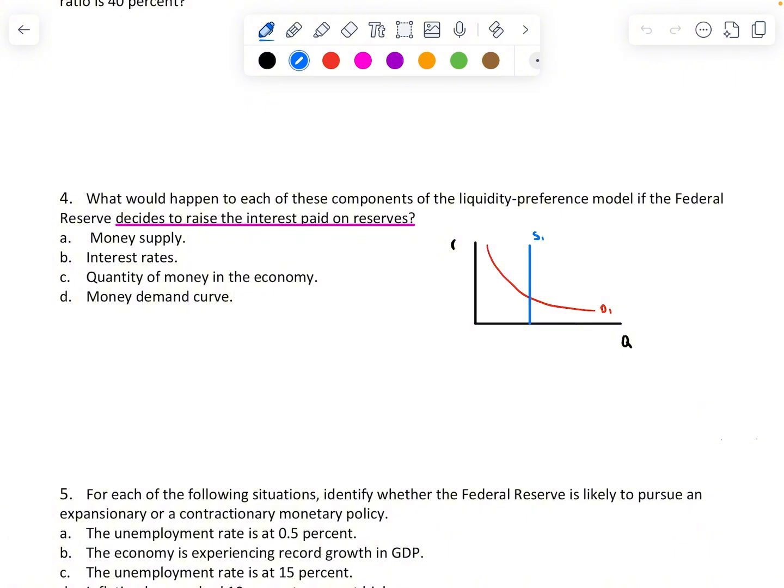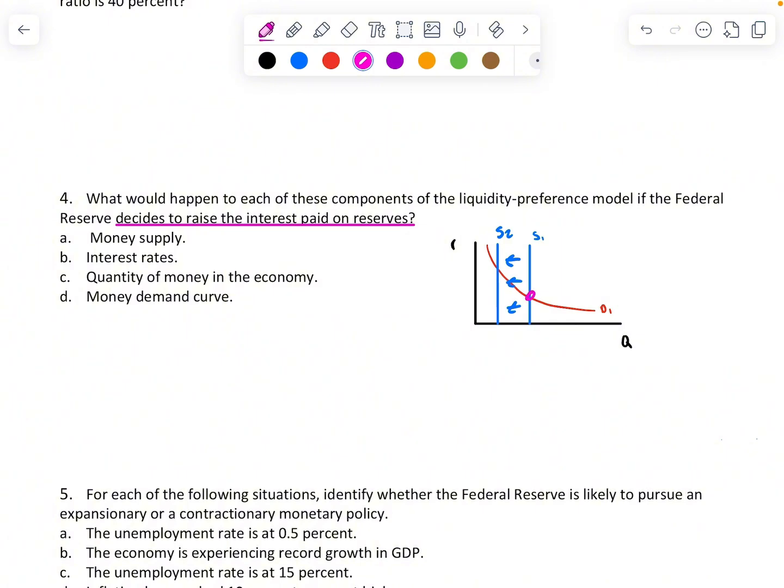So that vertical line, that blue line. If they raise the interest paid on reserves, that encourages banks to keep more of the money as reserves rather than lending it out. That reduces the amount of money in the economy, which in turn decreases the money supply, right? So that is going to be a shift in S1. We'll call that now S2, and we'll shift it to the left.